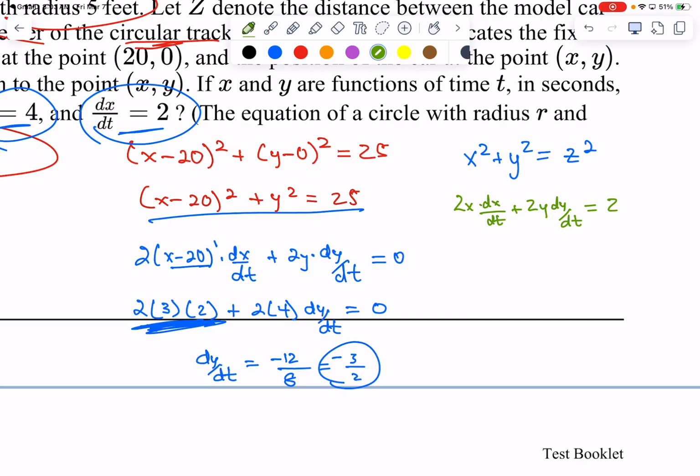Okay? We get 2z dz/dt. What can I do with those 2's again? Cross them off. Boom, boom, boom. Do we know x? 23. Do we know dx/dt? 2. We know y. What was y? 4. And we know dy/dt now because we found it over here. It's negative 3/2.